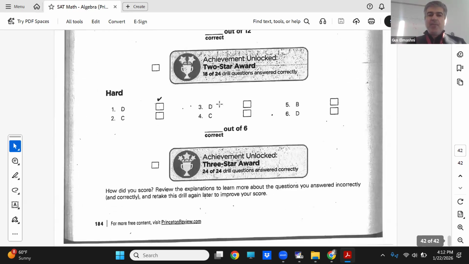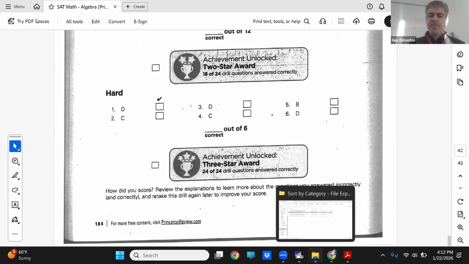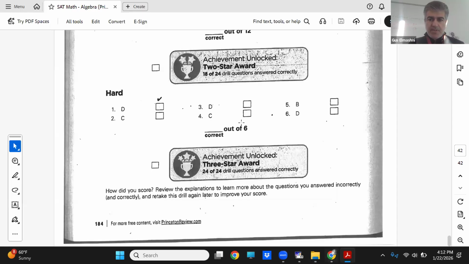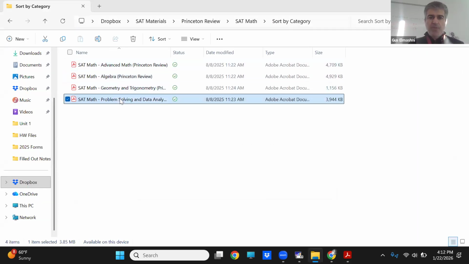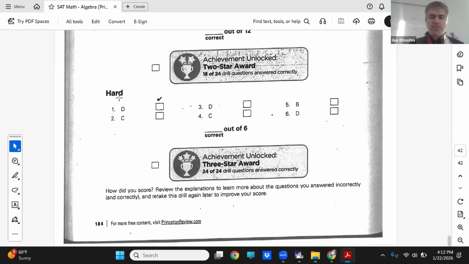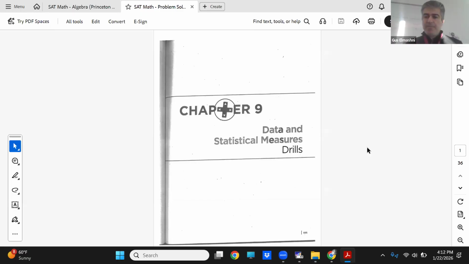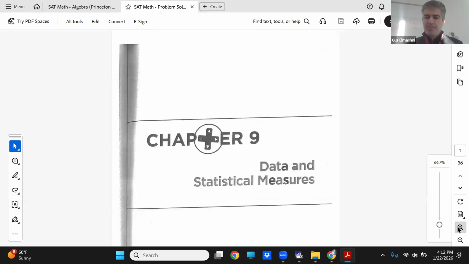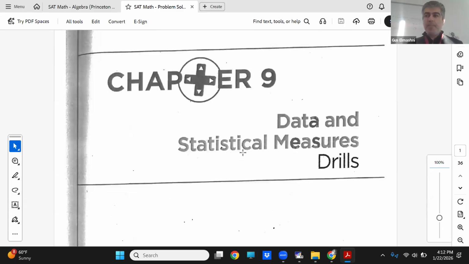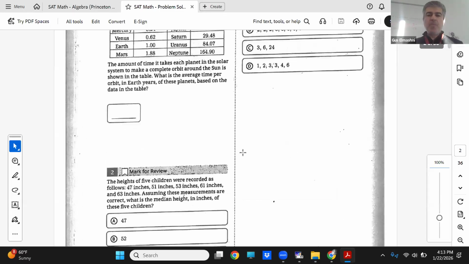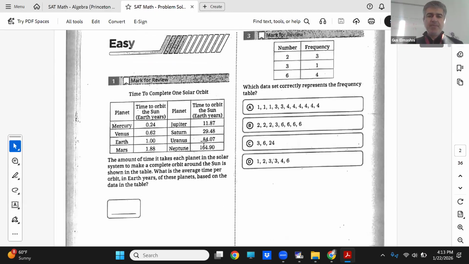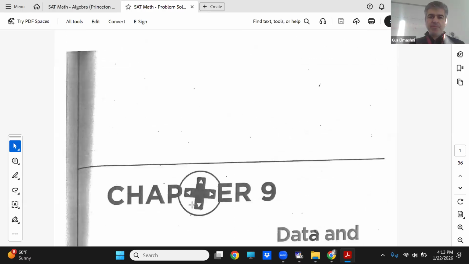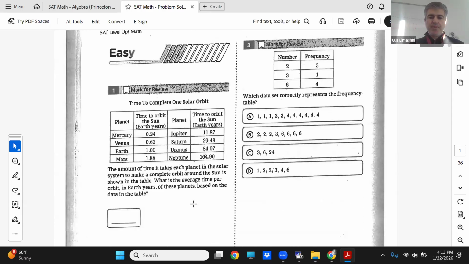Okay. So now let's move on to the new packet. Because there's still gonna be some problems that are gonna use Desmos here. So if I go to the new packet, which is, hold on, problem solving and data analysis, we have 3 sections here. I'm gonna do a couple easy and have you guys try some. Yep, you got it. It's gonna be a new packet on data analysis and data and statistical measures.